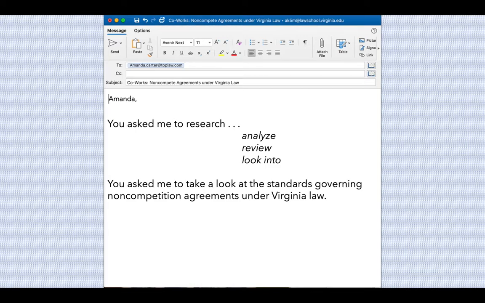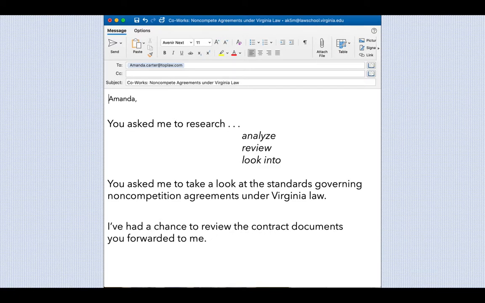So if it is someone that you know well, maybe you would soften it by simply jumping instead to this. "I've had a chance to review. I've had a chance to research the standards governing non-competition agreements under Virginia law." That just tells them that you're on it and that you realize that they gave you something to do already.